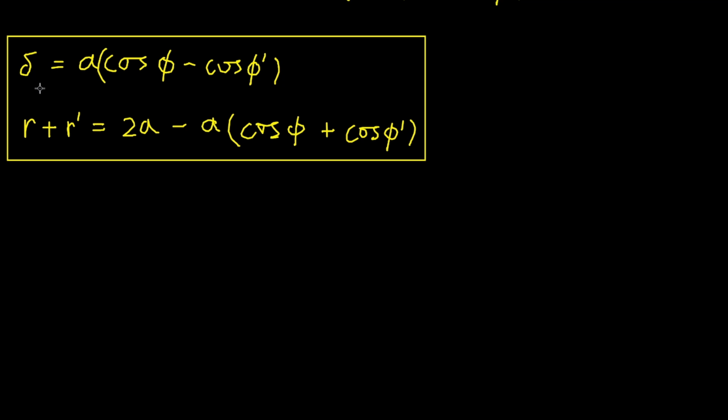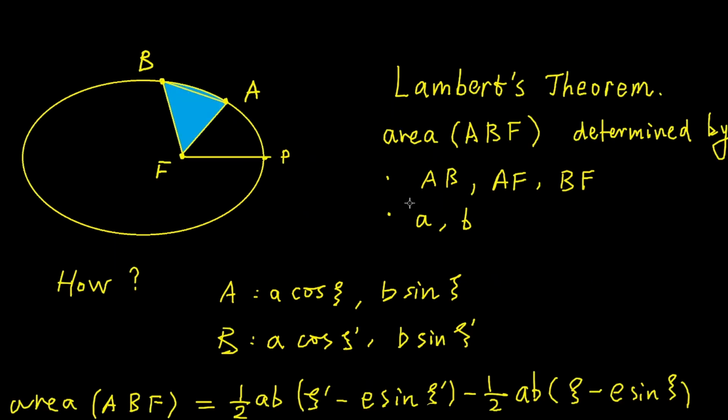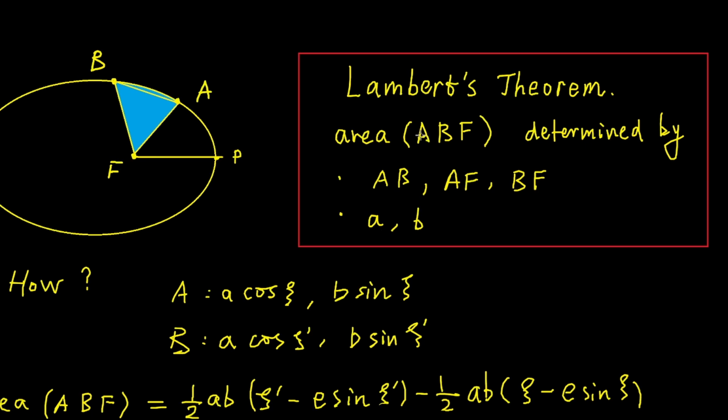So at this point, we have two expressions, one for delta and one for r plus r prime. We can then solve for phi and phi prime from these two. This will accomplish our goal because we were able to write the area of ABF in terms of phi and phi prime. Now that phi and phi prime can be expressed in terms of the lengths AB, AF, BF, and the axis length, this will prove Lambert's theorem.